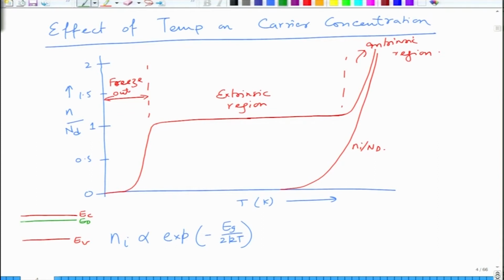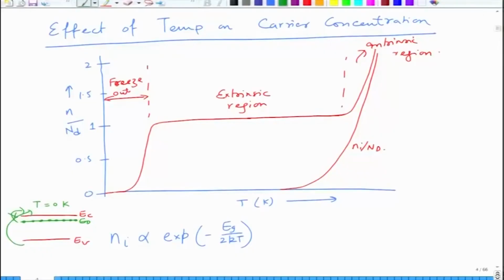Now when the material is at 0 Kelvin, all the electrons are sitting at ED. So when T is equal to 0 K, they do not get excited to EC, which means there is no carrier concentration, and since these carriers cannot reach here, there is nothing which can reach here also. As a result, the carrier concentration is very close to 0 at 0 Kelvin.